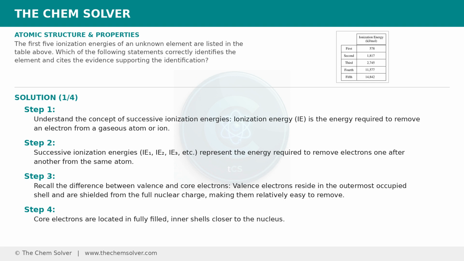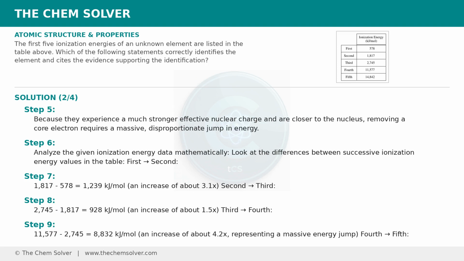Valence electrons reside in the outermost occupied shell and are shielded from the full nuclear charge, making them relatively easy to remove. Core electrons are located in fully filled, inner shells closer to the nucleus. Because they experience a much stronger effective nuclear charge and are closer to the nucleus, removing a core electron requires a massive, disproportionate jump in energy.